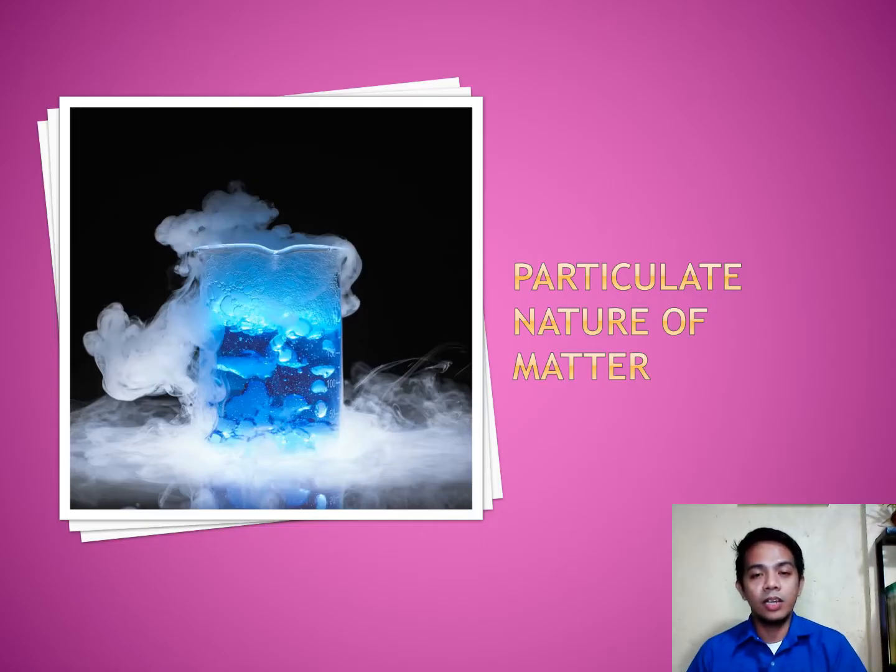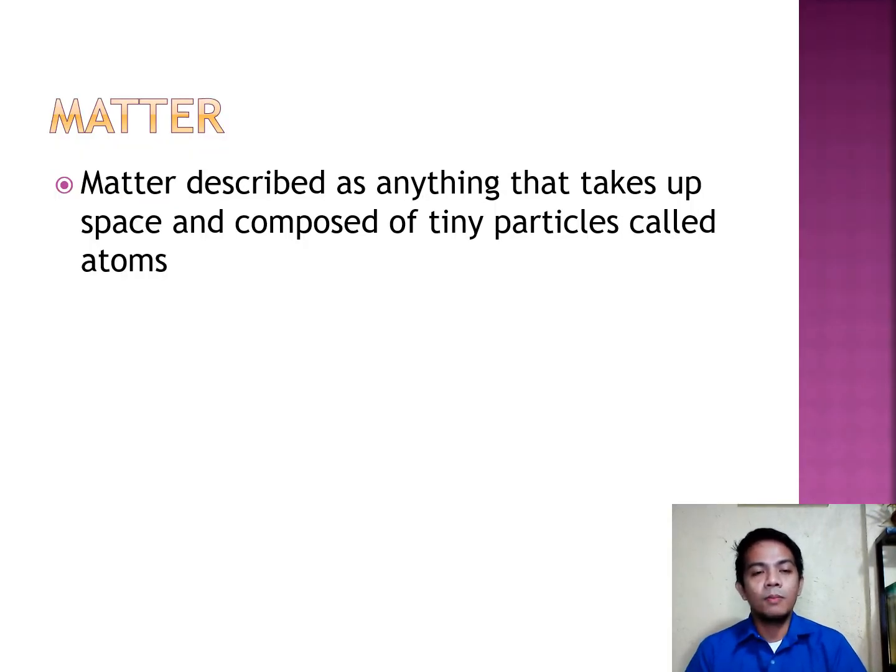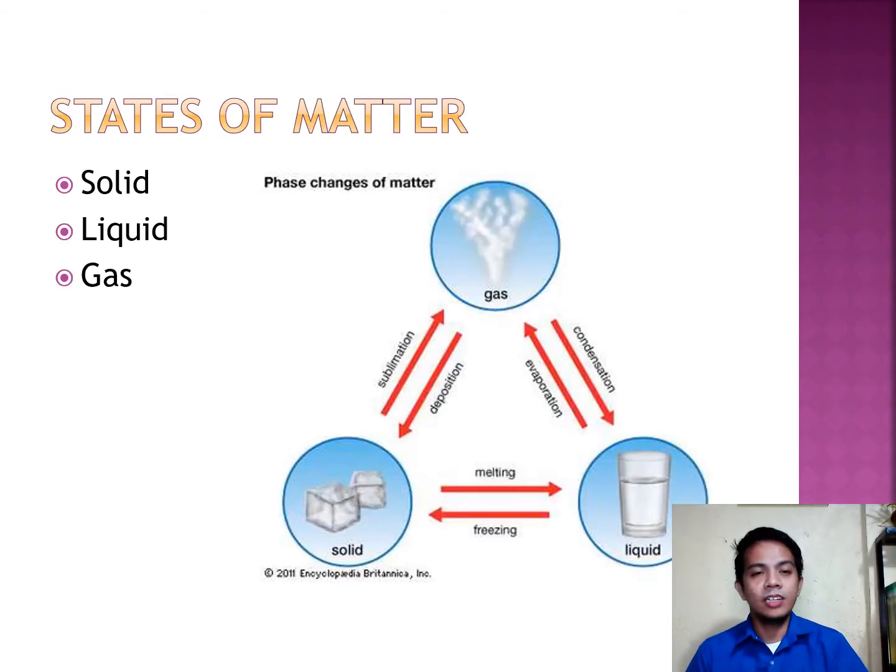So now let's begin with the particulate nature of matter. Matter is described as anything that takes up space and is composed of tiny particles called atoms. Originally, there are three states of matter, but in this subject, we are going to tackle the four states of matter.